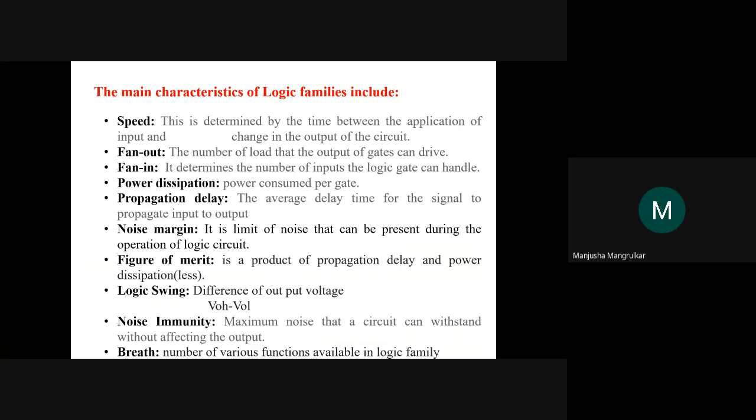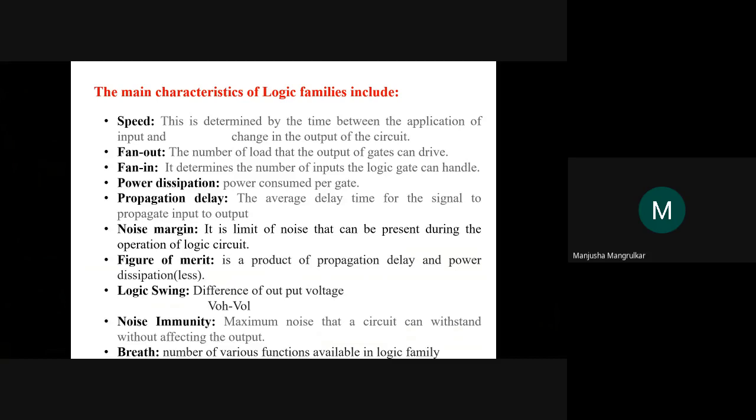Noise margin: in every signal there is some noise, but there is a limit to the noise that can be present during the operation of the logic circuit without disturbing its operation much. There is a certain margin. If the noise is beyond that margin, then it will disturb the operation of the circuit, and we don't get the desired output. So the noise margin is also very important in the logic families.